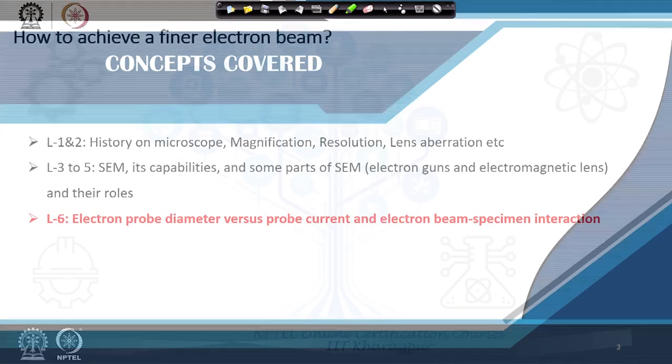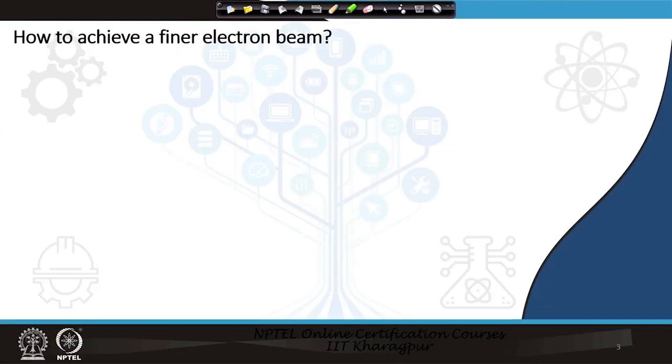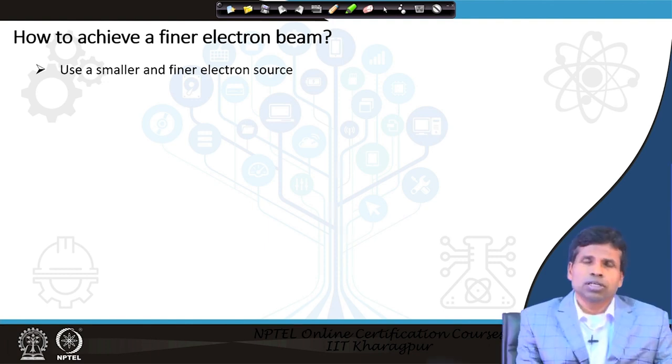So, let us first discuss how to achieve a finer electron beam, because that is our main objective in the scanning electron microscope. Use a smaller and finer electron source. We have four main types of electron guns. One is the tungsten filament gun, a thermionic gun, then the LaB6 lanthanum hexaboride gun, the field emission gun, and the Schottky field emission gun.